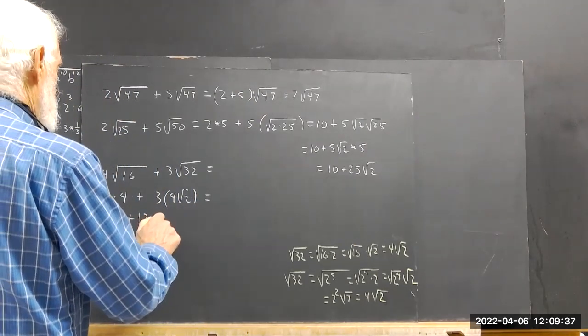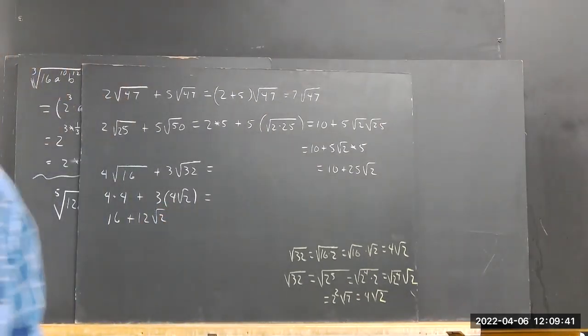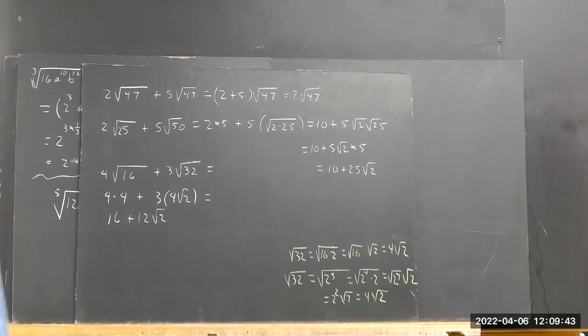End up with 16 times 2 square root of 2. Okay, one more example.